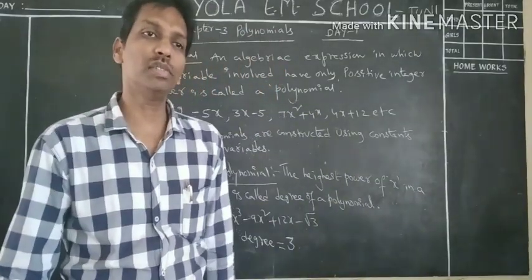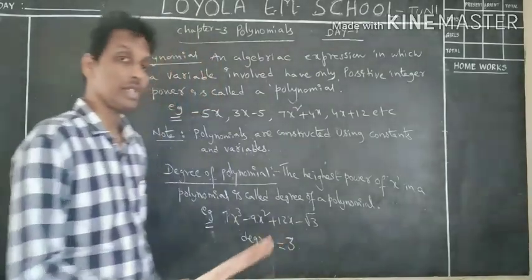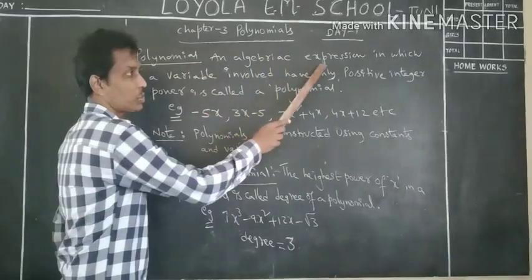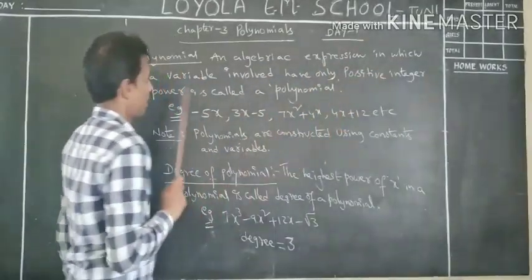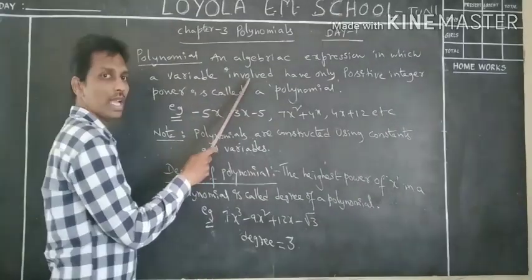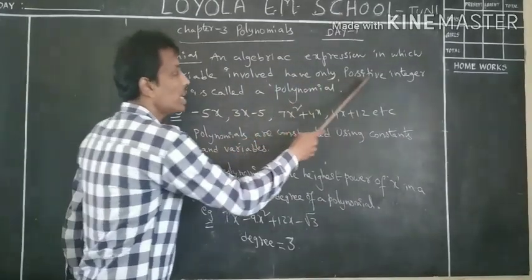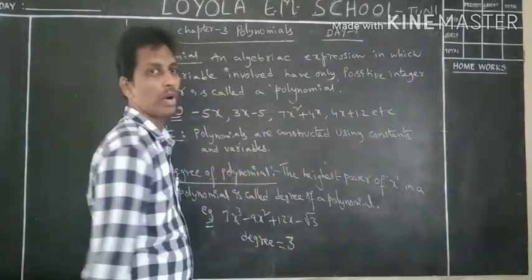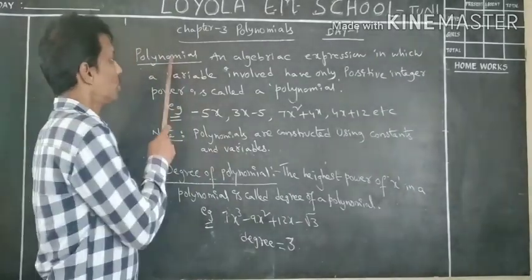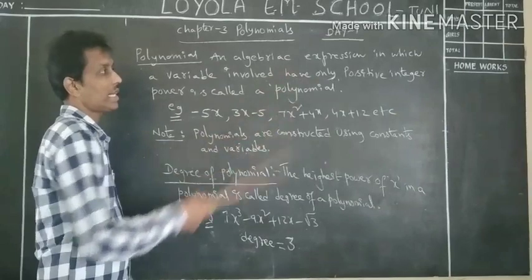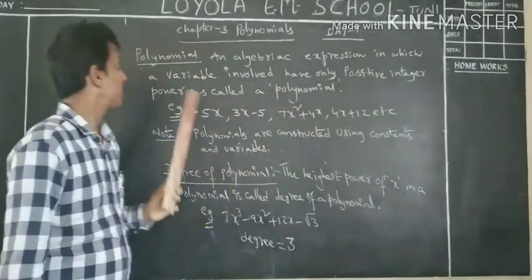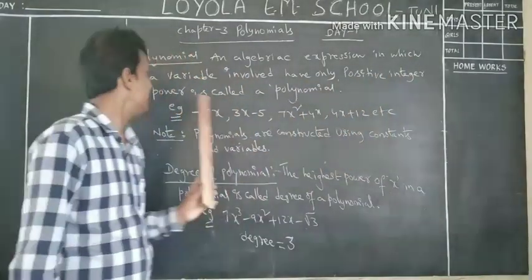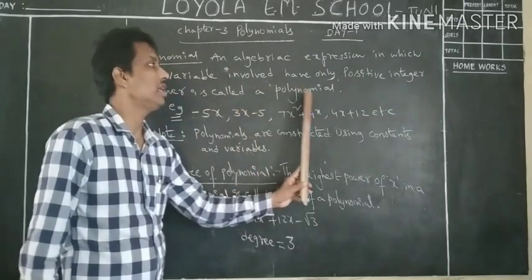Okay, let us go through the definition of a polynomial. Look at the blackboard, everyone. Polynomial: an algebraic expression in which the variable involved has only positive integer powers is called a polynomial. Let us go through the definition again. What is the definition of a polynomial? An algebraic expression in which the variable involved has only positive integer powers is called a polynomial.